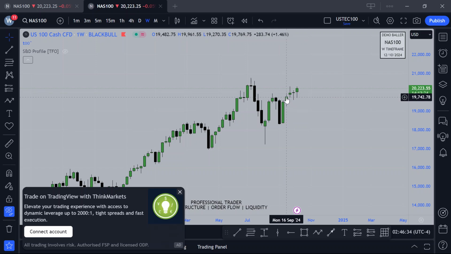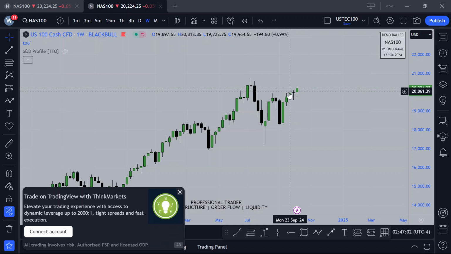So then what did I say about liquidity? Liquidity rests above old highs and below old lows. So seeing that price is bullish, we can see there's a bullish trend in here. So the liquidity would then be resting above this high, this previous month and previous week high.